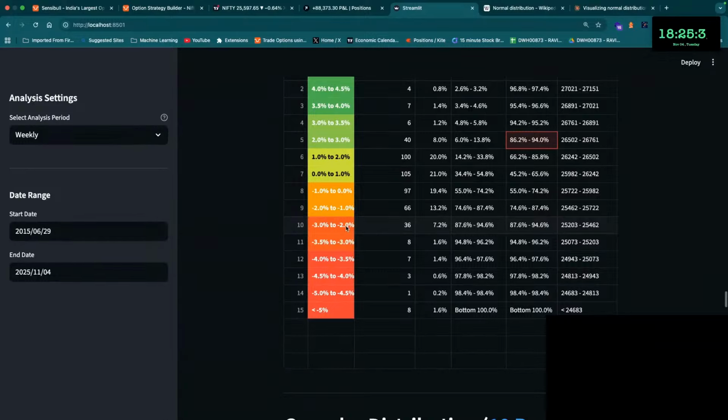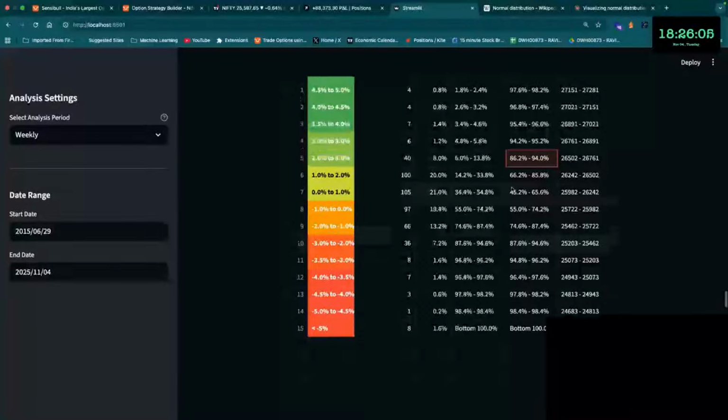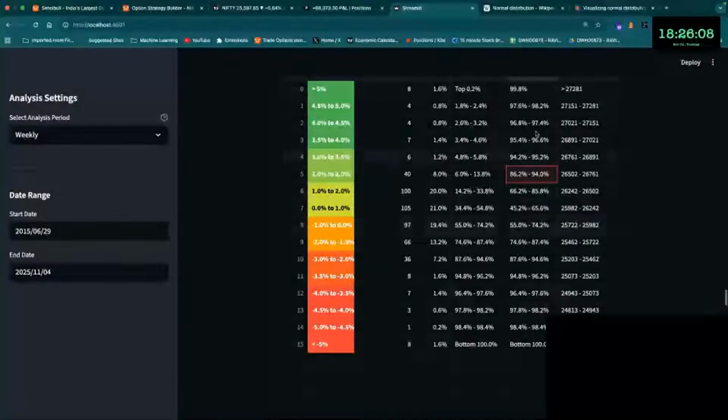So now it says there is a 13% probability. This is 100 minus 87, approximately. There is a 13% probability, or maybe you can say there is an 87% probability that Nifty will expire above minus 2%. Which means that Nifty will not go below minus 2% close to 87.6% of the times. If you're looking at this for the first time, you might get confused, but I've been using this for quite some time, so it's relatively easy for me to understand.